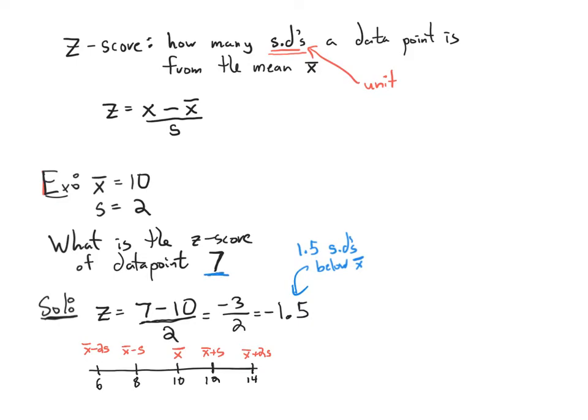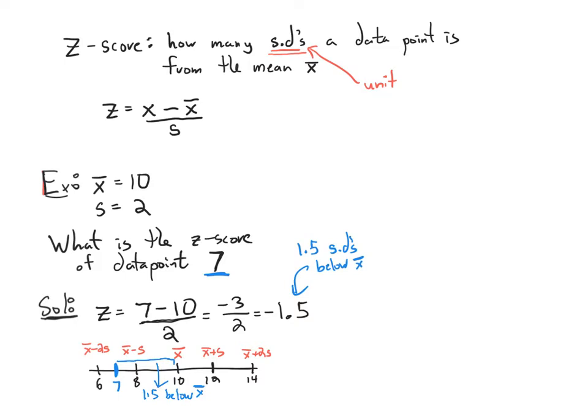And this point, 7. Where does this lie? 7 is right here. It is 1.5 standard deviations below the mean. So maybe I'll mark that in. So this is 1.5 below the mean. So that's pretty cool. That gives us a nice picture of how this data point fits in our data set in terms of the standard deviation.